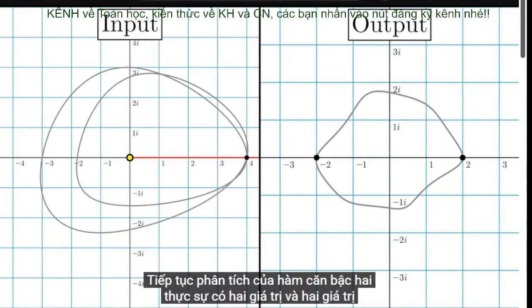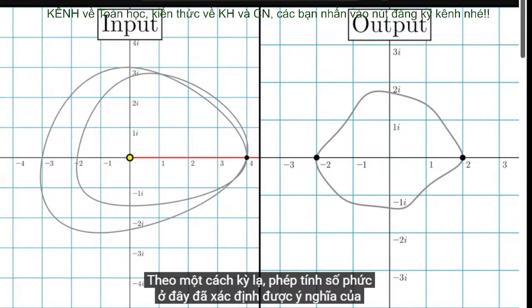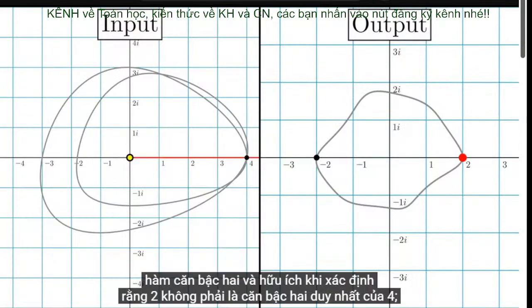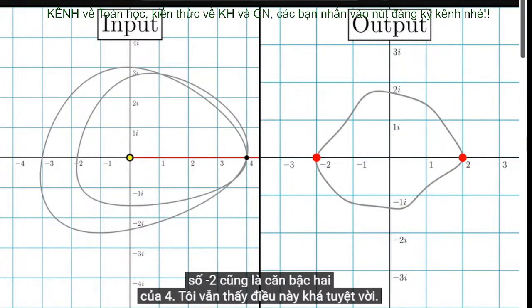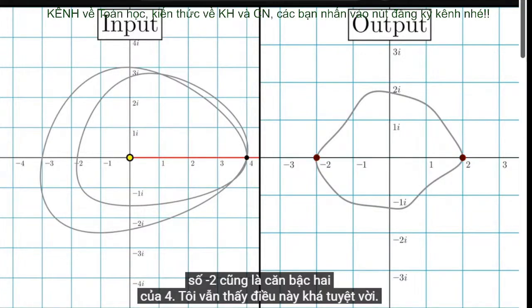The analytic continuation of the square root function is actually bivalued, and the two values corresponding to an input z0 are precisely the two square roots of that number. In a weird way, the calculus of the complex numbers here have identified the meaning of the square root function and helpfully identified that 2 is not the only square root of 4. The number minus 2 is also a square root of 4. I still find this quite amazing.